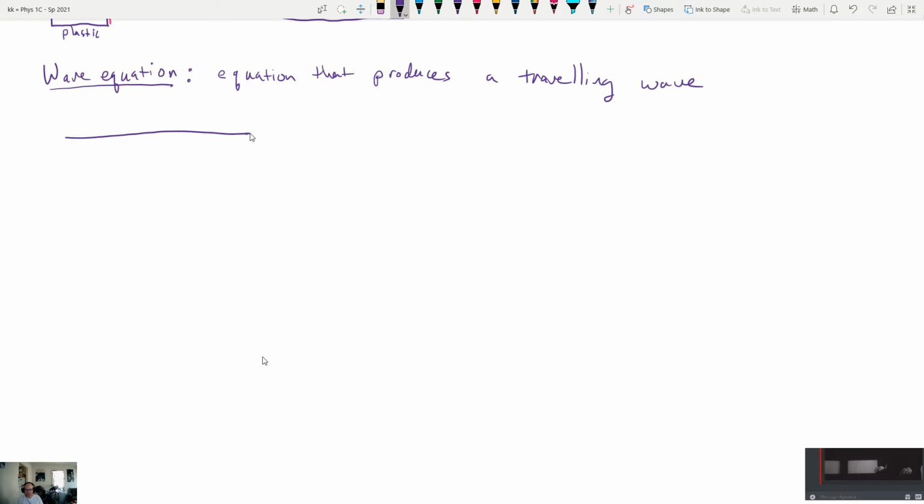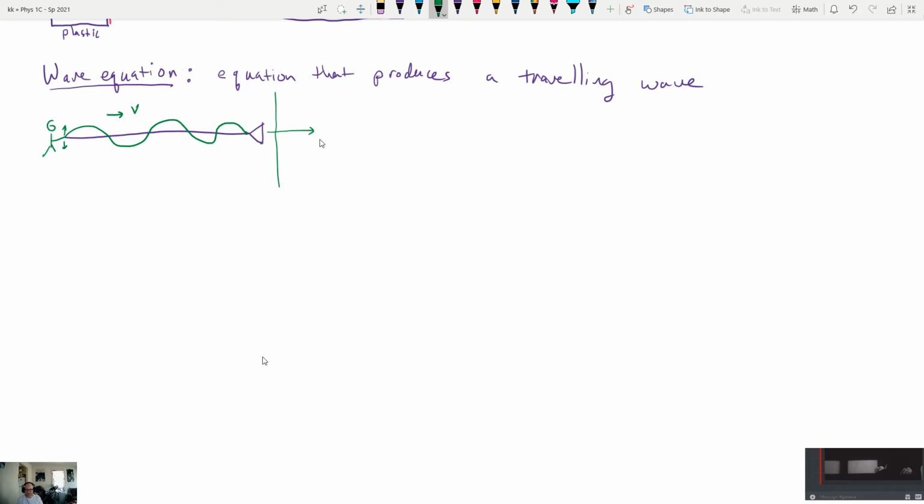So suppose that I have a string that is fixed at one end over here, and on the other end we have a person, and they are going to oscillate the string up and down like this. That is then going to produce a wave that's going to travel through the string, doing something like this. You could say that this wave has a velocity that goes this way, and it's going to have some variables associated with it.